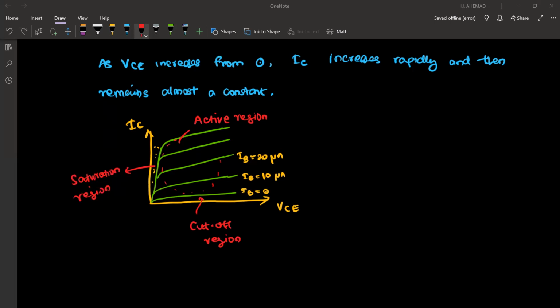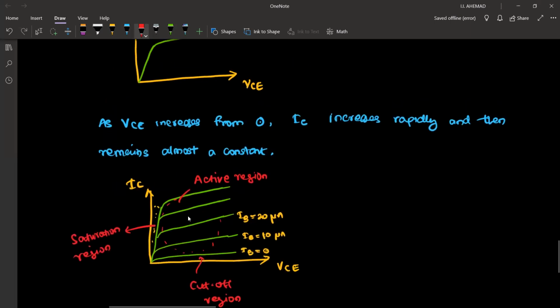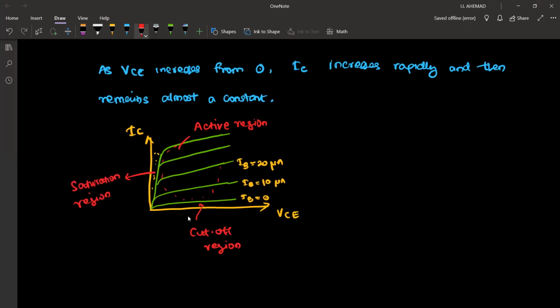So this graph, you might not understand now. For now, you just remember the regions. You might not get the idea of this graph. When we discuss the application of BJT, then you will understand why this graph is important and how to get the information from this graph. Once you have noted, let me know.